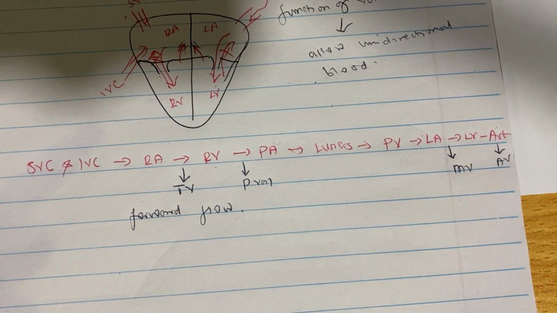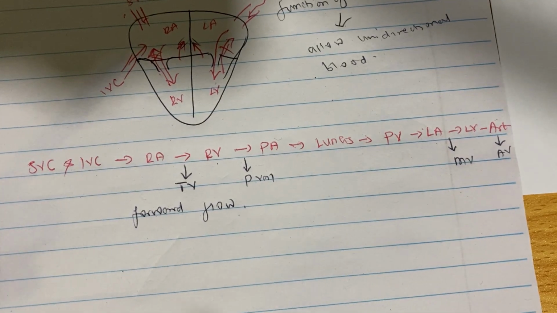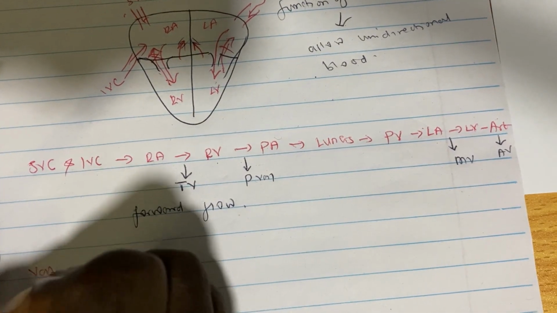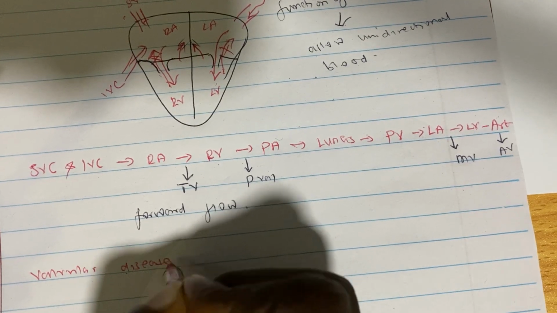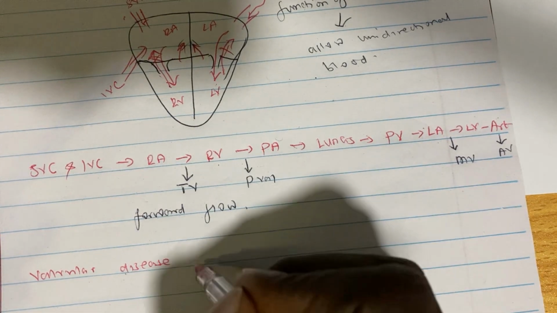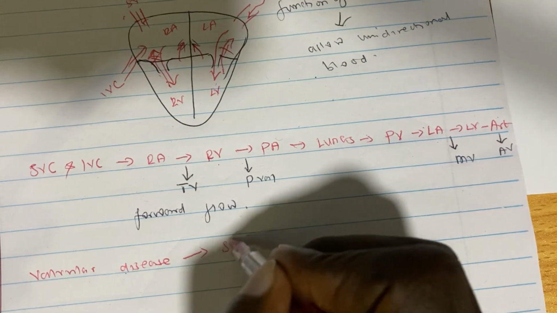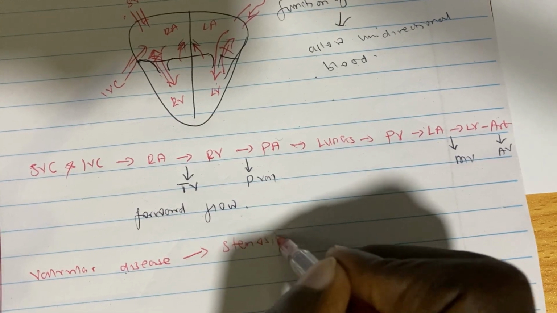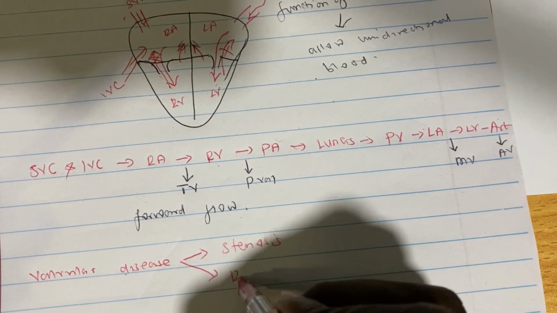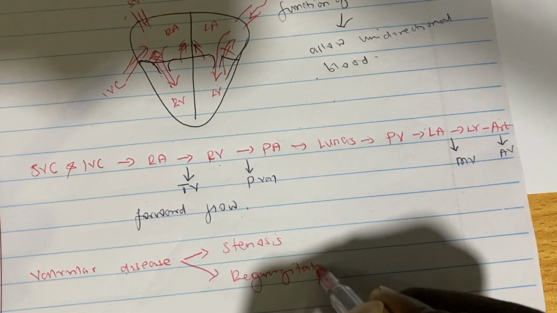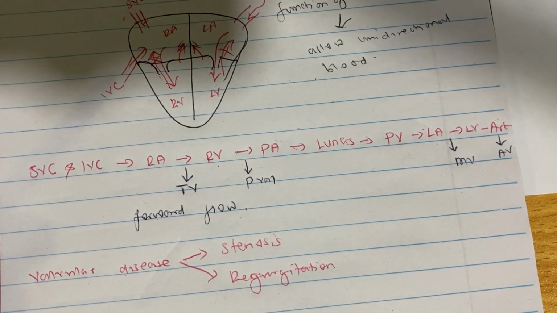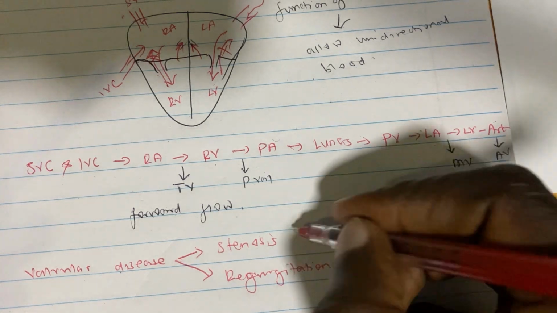What is regurgitation? We have 2 main valvular diseases, just as a reminder. We have stenosis and regurgitation. Stenosis and regurgitation. What is stenosis?